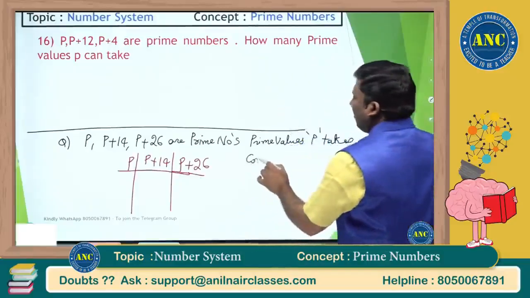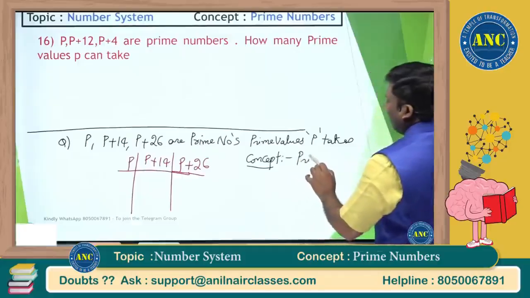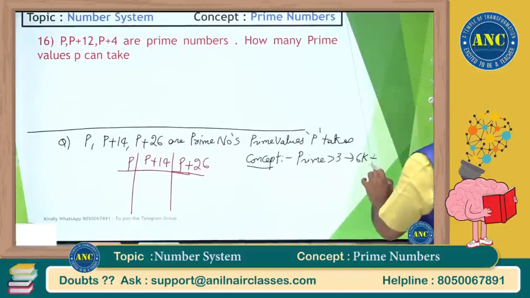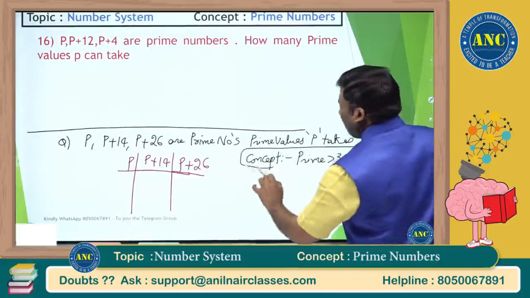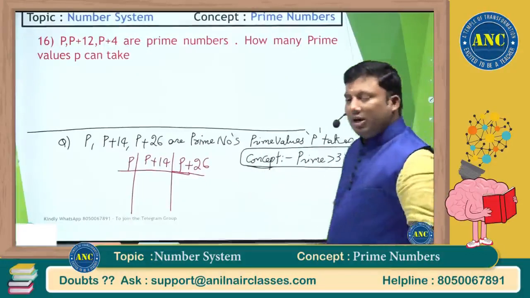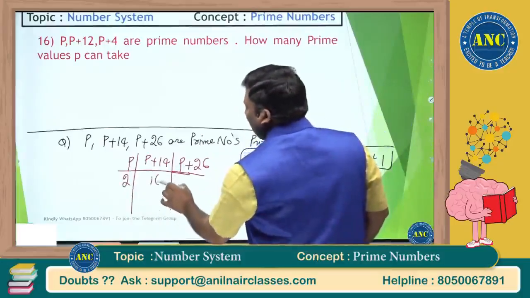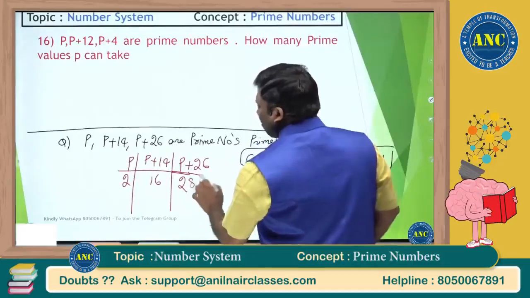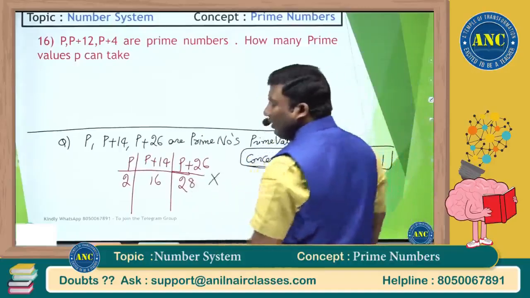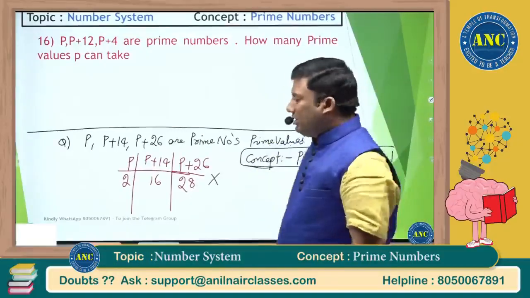What is the concept that we are using? Any prime number greater than 3 is of the form 6k plus or minus 1. I hope the idea is clear. So if the prime number is 2, 2 plus 14 is 16, and 2 plus 26 is 28. 16 and 28 are even numbers, which is not possible. There is no prime number other than 2 which is even.